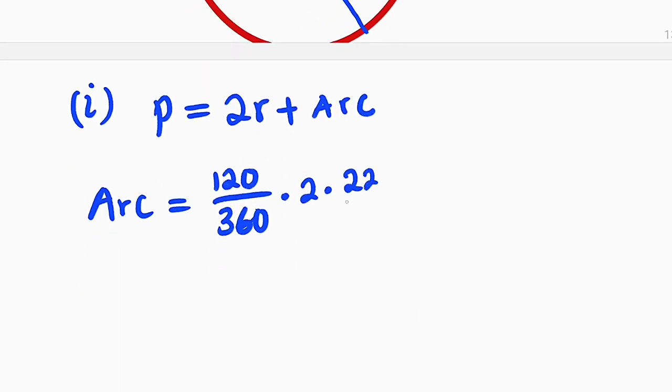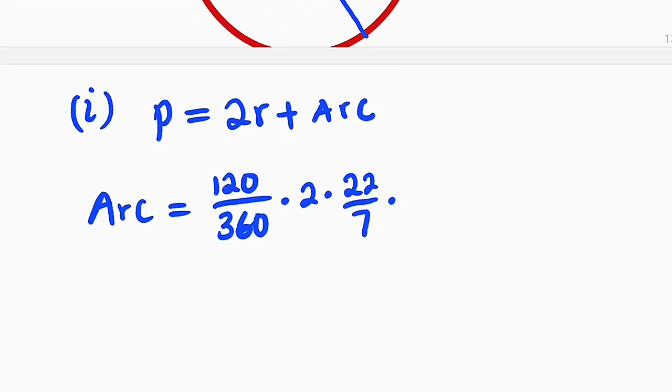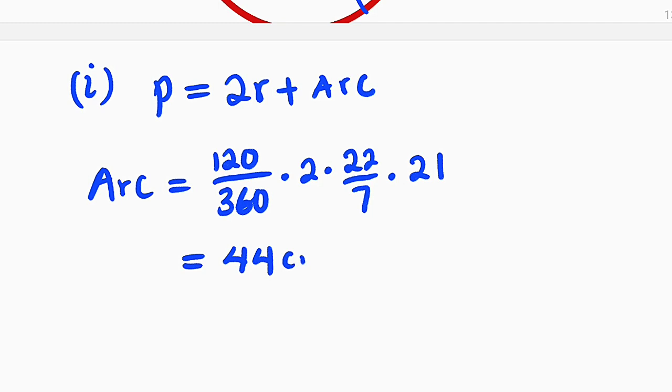22 divided by 7, then multiply by r, and r is 21. I will compute everything using my calculator. So we have 120 divided by 360 multiplied by 2 multiplied by 22 divided by 7, then multiply by 21. Altogether I have 44 centimeters.